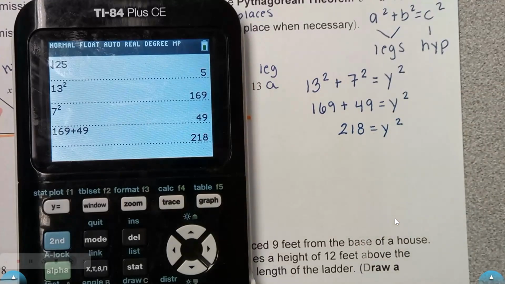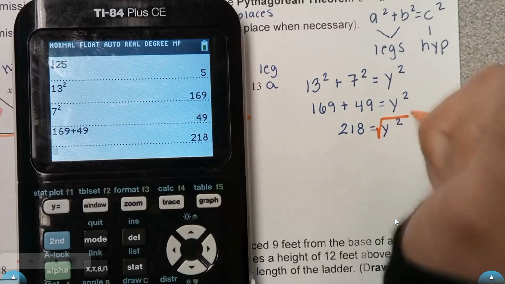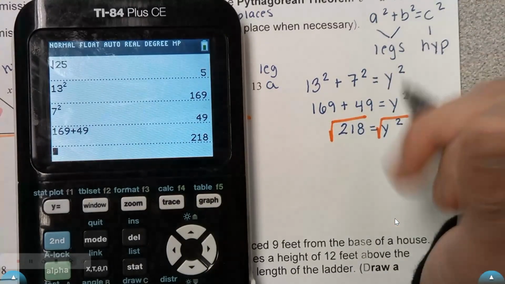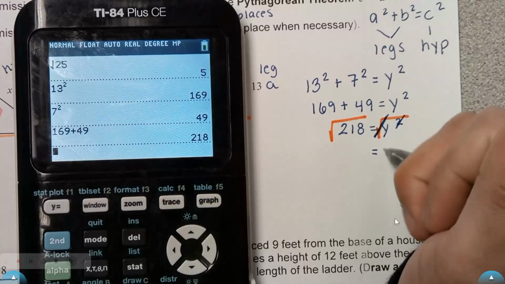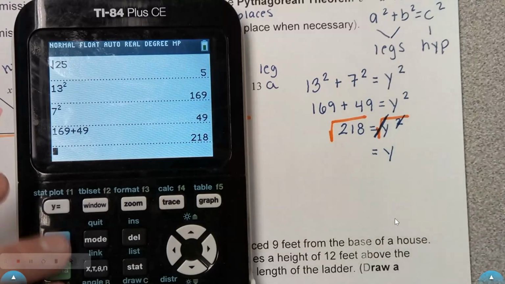And you see how my y is squared? I just want one y. So in order to do that, I have to take the square root. So I'm going to take the square root of both sides. The reason I do that is because the square root symbol cancels with the little 2. So I'm left with y. Then we'll plug in the square root of 218.